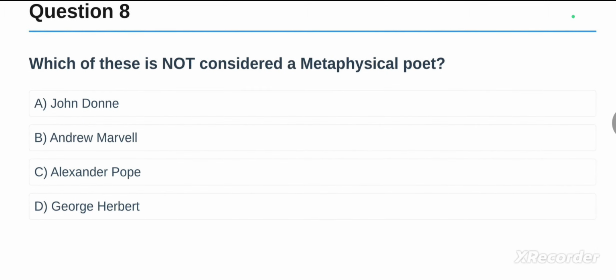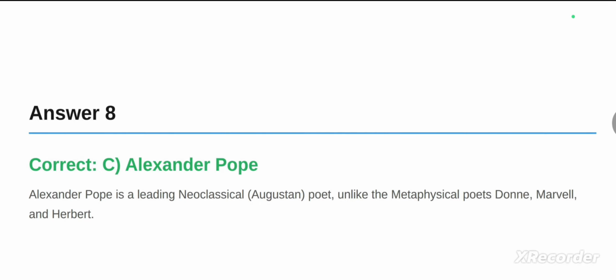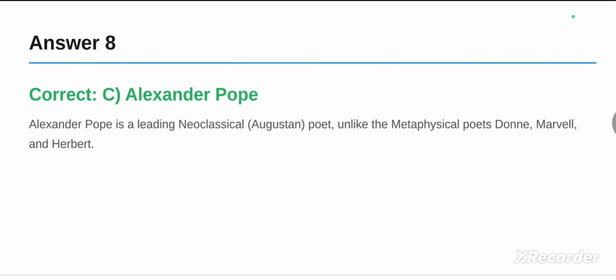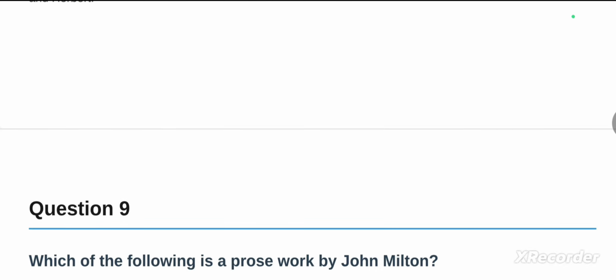Question number 8. Which of these is not considered a metaphysical poet? And the answer is Alexander Pope, because Alexander Pope belongs to Augustan age. And Alexander Pope is a leading neoclassical Augustan poet, unlike the metaphysical poets Donne, Marvell, Herbert, Richard Crashaw, Thomas Carew, Henry Vaughan, John Cleveland, and many more.